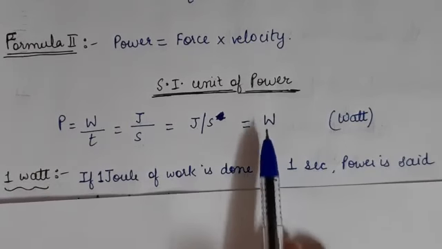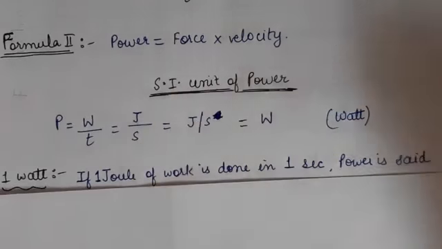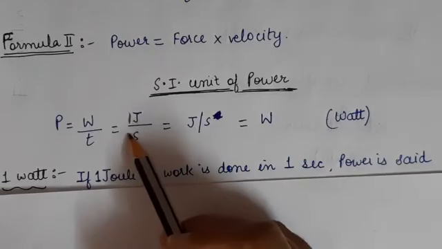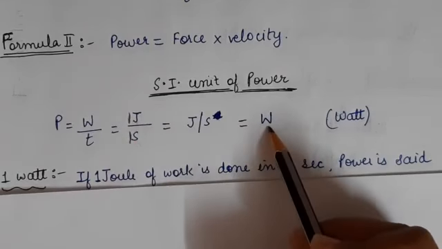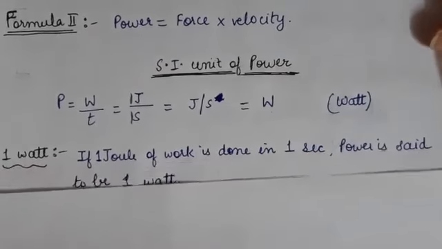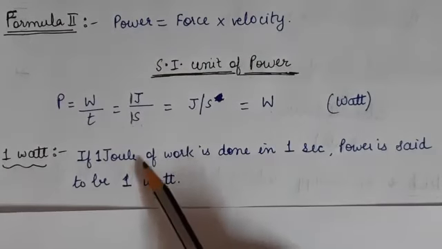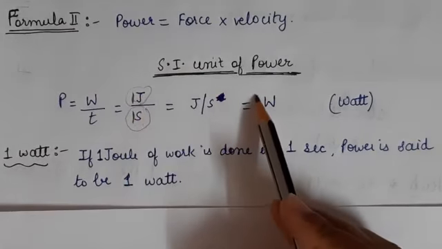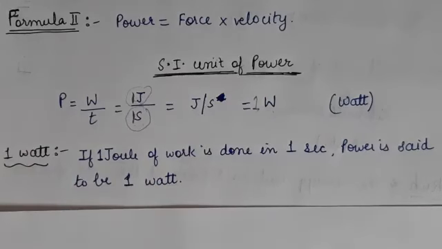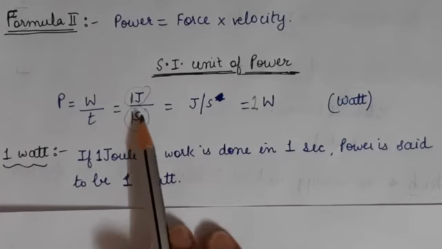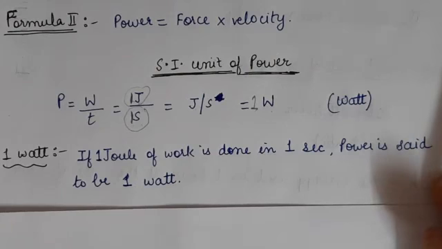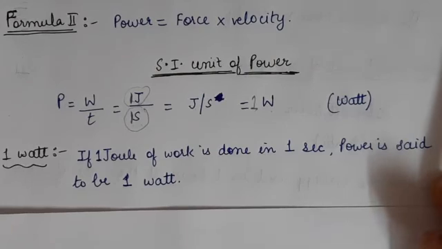Now, how to define 1 watt? If 1 joule of work is done in 1 second, power is 1 watt. Okay, you can write down: if 1 joule of work is done in 1 second, power is said to be 1 watt. You need not cram. You can just write down from the formula itself. That is very easy. Clear students? So what is power? What is the formula? And what is the SI unit?